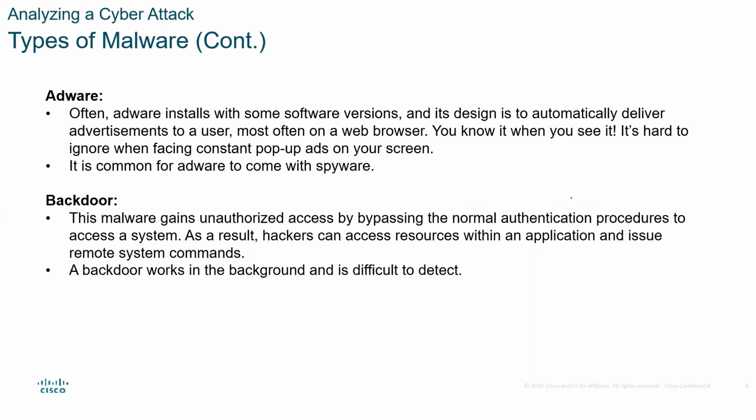Another type of malware is called adware, and adware comes from advertisements. Often adware is installed with some software versions, and it is designed to automatically deliver advertisements to you as a user. Most often, it is on a web browser. You know it when you see it. It is hard to ignore when facing constant pop-ups on your screen. It is common for adware to come with spyware.